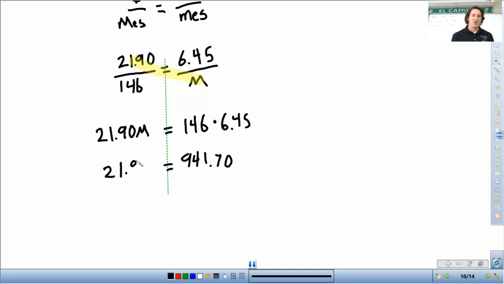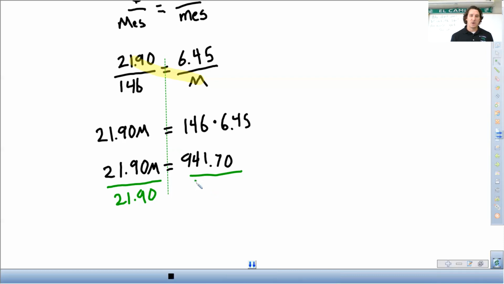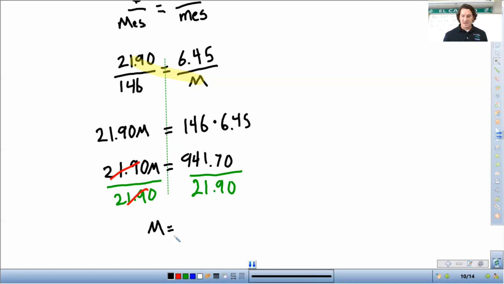And then all you need to do is divide. So divide by 21.90. These cancel out over here, and you're left with M is equal to, get on a calculator, 43. So he sent 43 text messages.